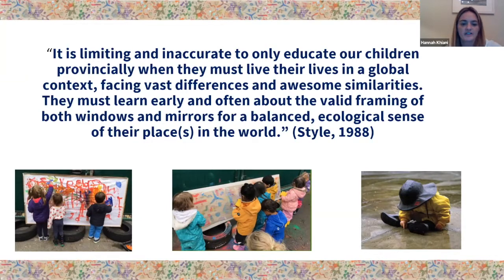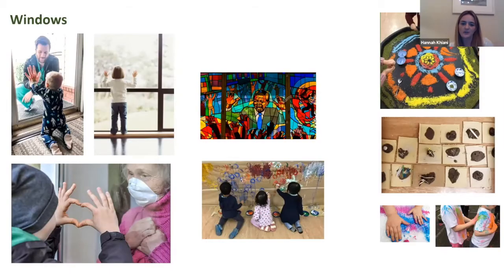I would suggest that if we're to follow the child, this means challenging ourselves to create windows and mirrors in all areas of the classroom. So I hope today to share some examples from practice that have helped me to reflect on this idea of promoting a global context, and also ways that children can learn early and often to gain a sense of place in their world. So how do we create windows and mirrors in all areas of the classroom?